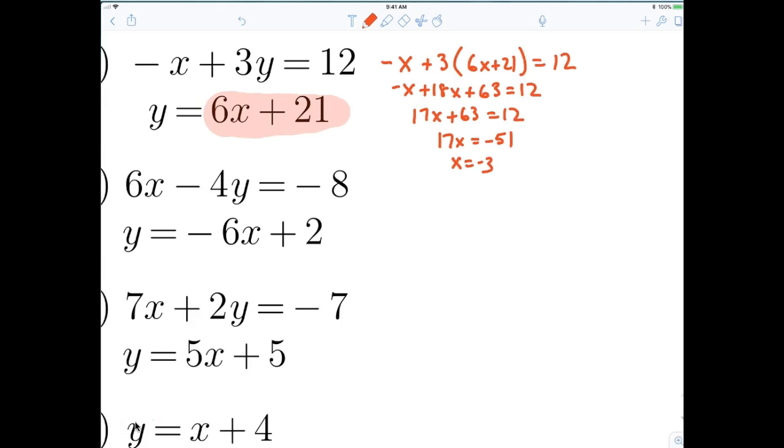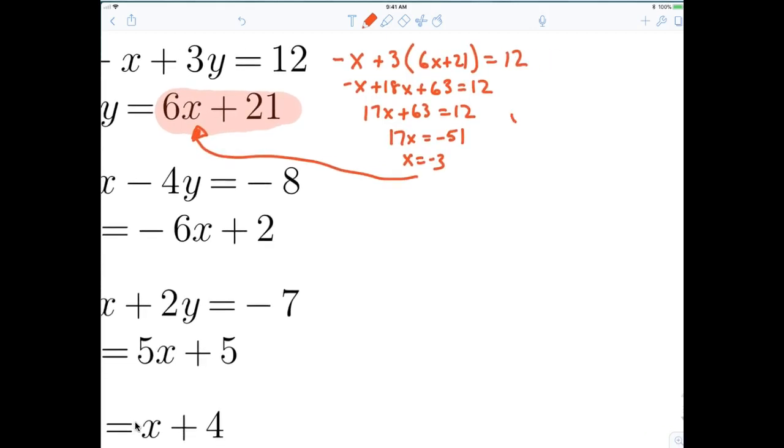Now, I always want to pick the easiest one to plug it back into. And in this case, the easiest one is right down here because it tells you what y is equal to. So we're going to go back and say y is equal to 6 times negative 3 plus 21. So y is negative 18 plus 21. So y is 3. So my answer is negative 3, 3.